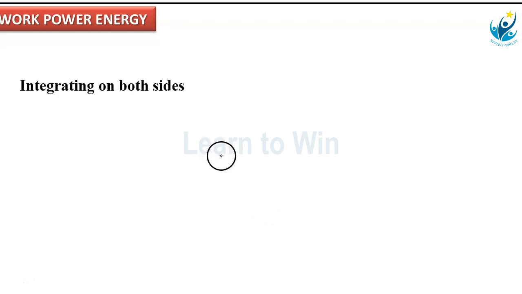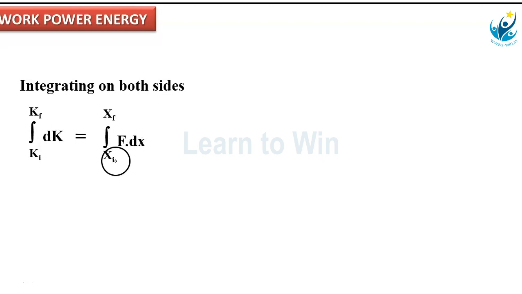Integrating on both sides to get work done, that is, integral dk is equal to integral f dx. What are the limits? For the initial position, the kinetic energy is ki. For the final position xf, the kinetic energy is kf. Now, integral dk is k. After substituting the limits, k final minus k initial is equal to integral f dx within the limits xi and xf, the initial position and final position.